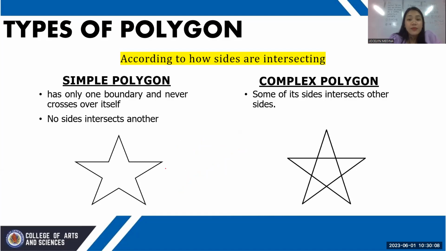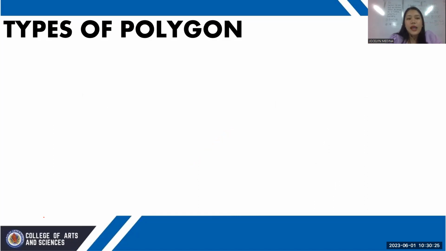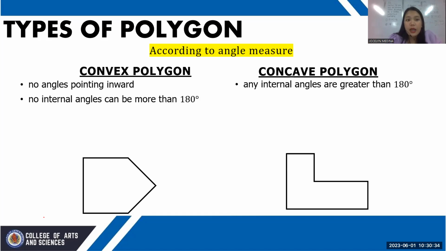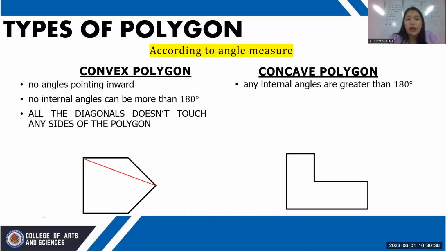Pero pag hindi, for example, kapag ganito lang, it's a simple, okay? Another example of complex, ganyan, ganyan, ganyan. Complex polygon. Okay? Easy. Next type. Meron tayong tinatawag na according to angle measure. Kung paano yung measurement ng angle. Meron tayong convex and meron tayong concave polygon.